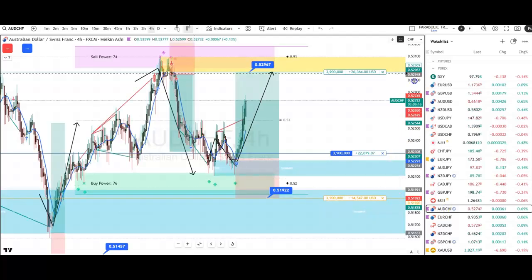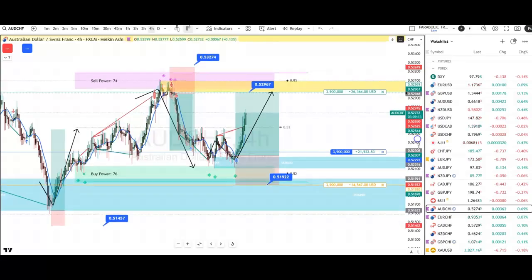Aussie Swiss, a beautiful, beautiful move, highly significant, very strong demand area down here, and then another demand area on top of that with a very powerful buy power of 76. Okay, beautiful move.